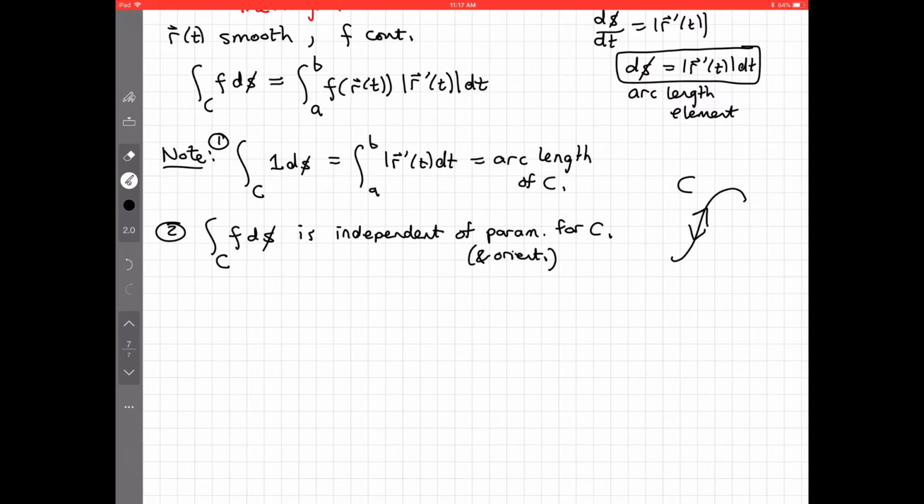A third note is I wanted to point out this notion of curve arithmetic.